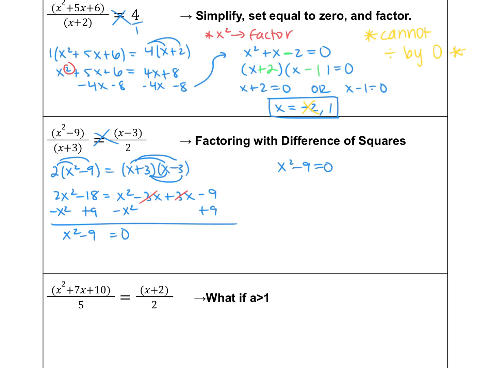How many answers is that going to give us? 2. It's sometimes helpful to rewrite this. In our previous problem, we had 3 terms. Here we only have 2. Which term are we missing? The x. So really, it's helpful to think of this as x squared add 0x subtract 9.